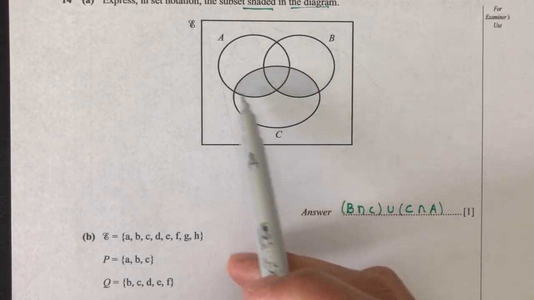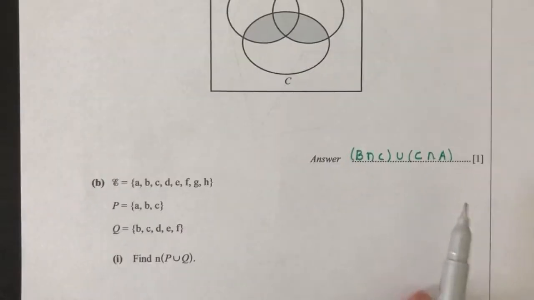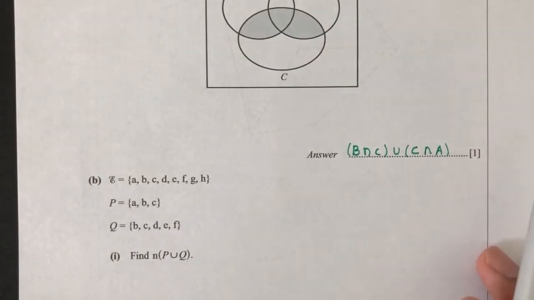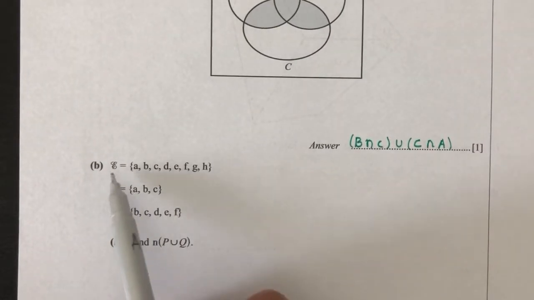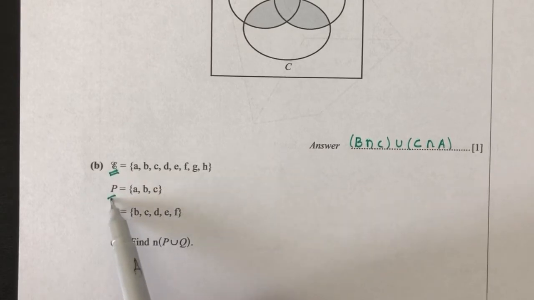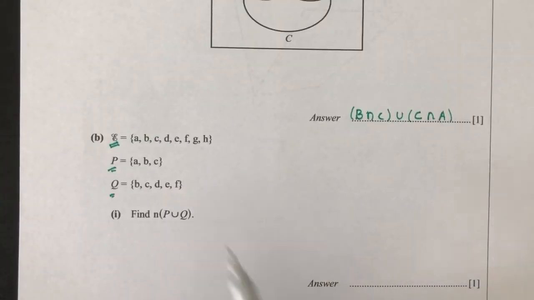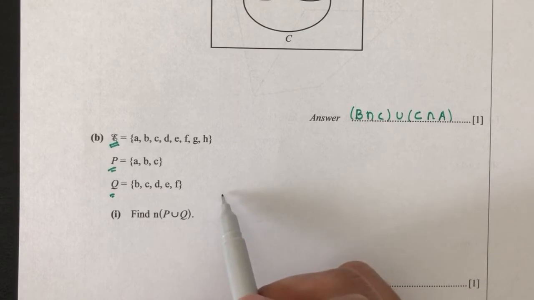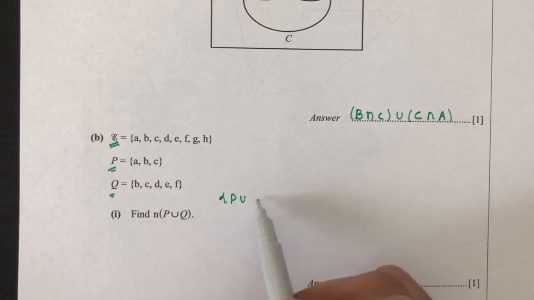As you can see, this is and this is as well. So that will be my answer for part A. Now for part B, we have this is the universal set, this is P and this is Q. Find the number of P union Q. So let's find the set first. What is the set P union Q?